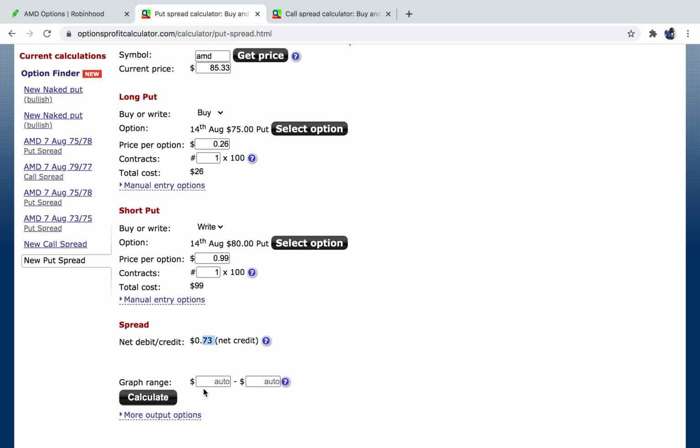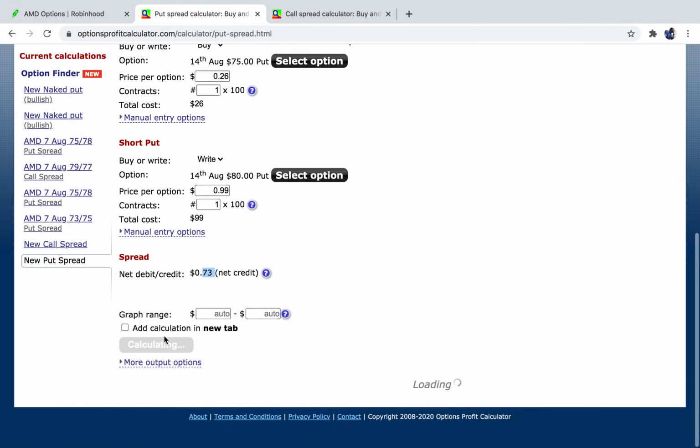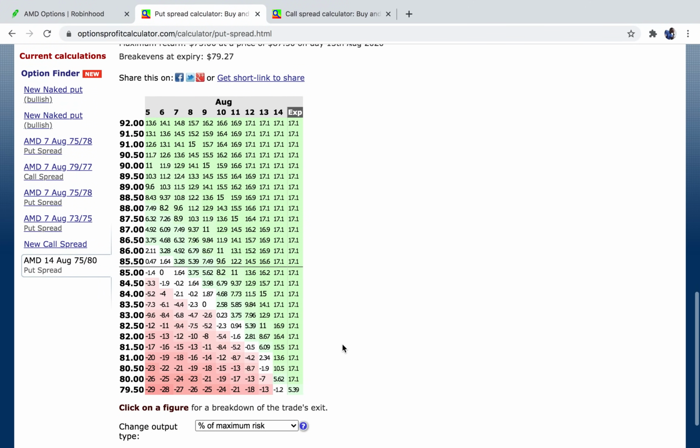In a credit spread, you're receiving money up front, right? That's why it's called a credit spread, because you're going to receive a credit. And right here, it's going to be $73. And so let's graph this out quickly. So as you can see, this is a bullish strategy. You want the price of AMD to go up.